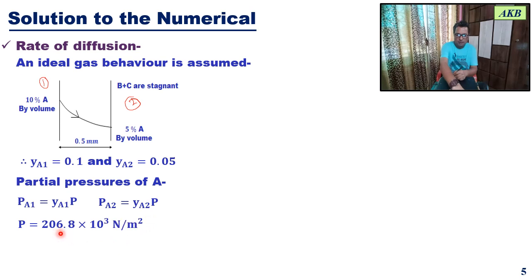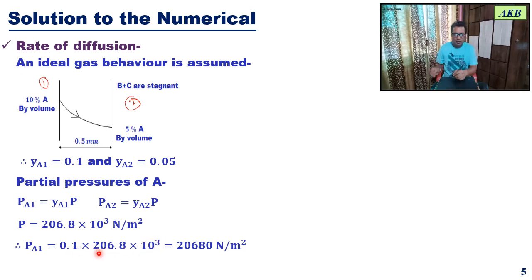Total pressure is given to us. It is 206.8 into 10 to the power 3 Newton per meter square. So Pa1 will be equal to Ya1 is 0.1. Total pressure is 206.8 into 10 to the power 3. So it is 0.1 into 206.8 into 10 to the power 3. That comes out to be 20,680 Newton per meter square.